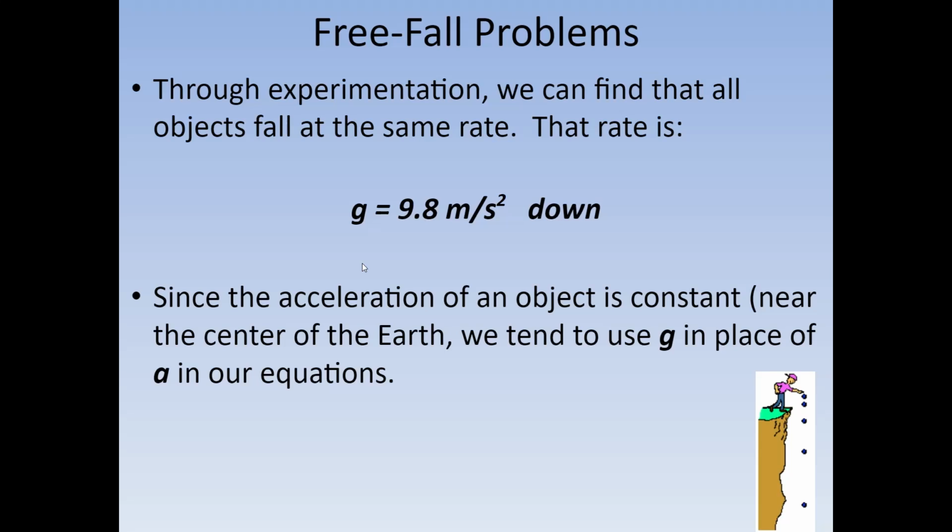Another thing to keep in mind is that the 9.8 is the value of the acceleration, and the direction is always down. This is an acceleration, which is a vector. So that means that when we go to plug in this number into an equation, we have to make sure that we put the appropriate sign.